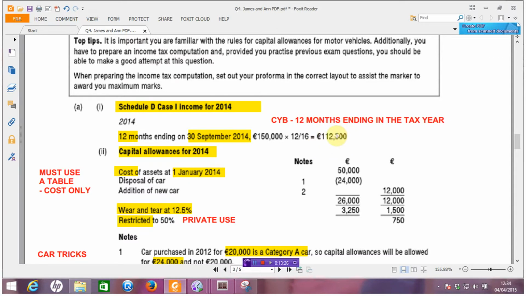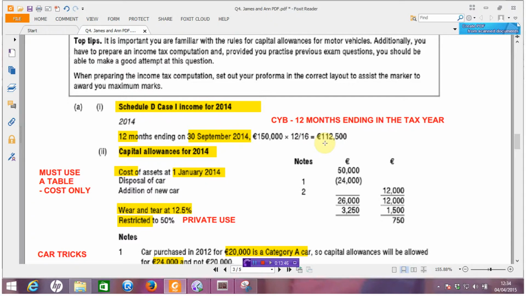I think they've tried to confuse us a little bit by within the requirements mentioning original and final assessments. In effect, there is only one, and it's always going to be the 12 months ending in the tax year. So there has to be 12/16 of that 150k.